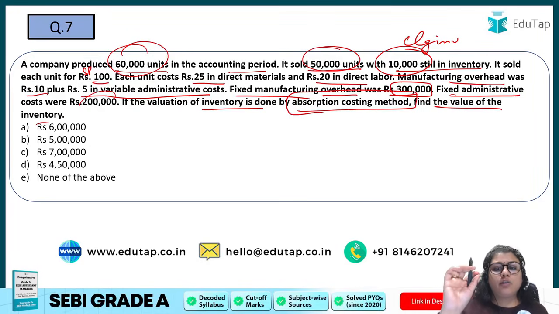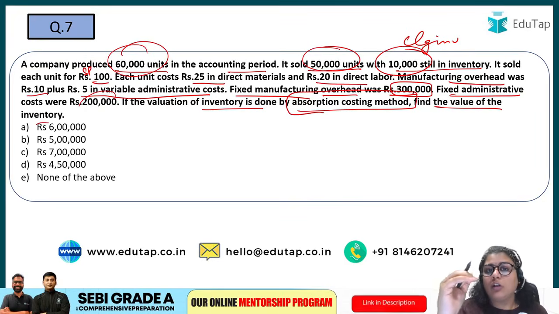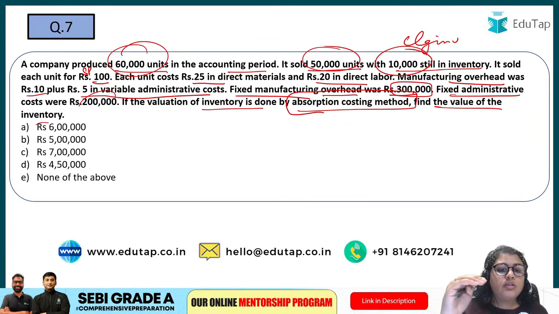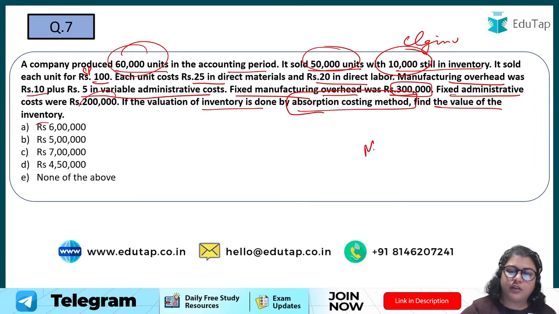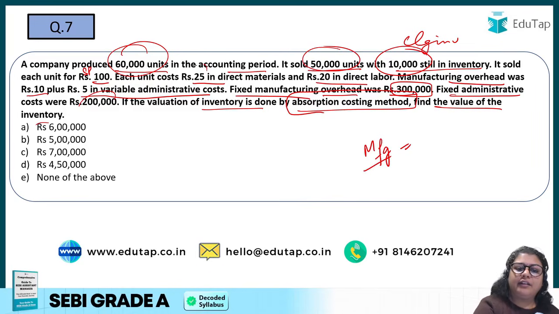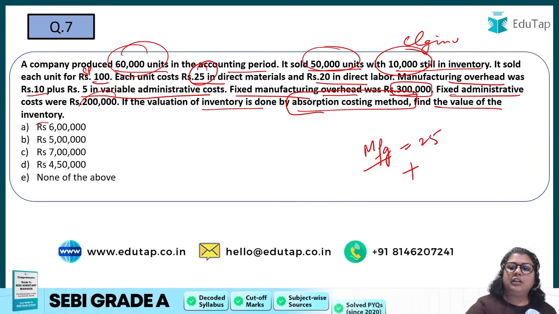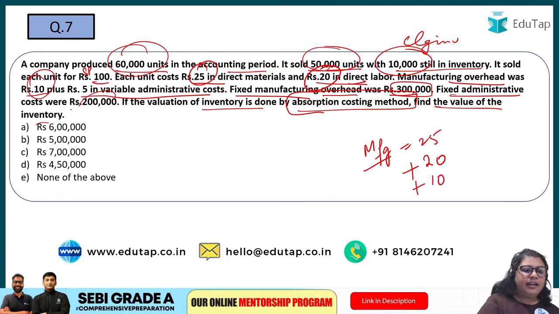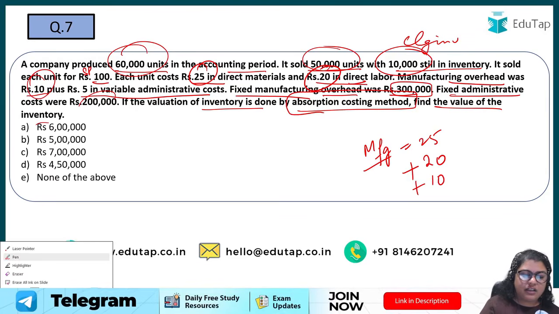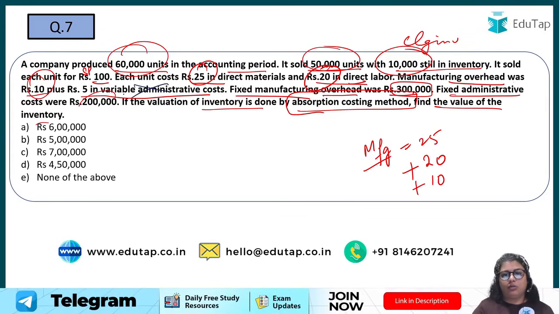Okay. So first of all, you have to see in the absorption costing method what all expenses are included. So only those expenses which are relating to the manufacturing department, that are included. Okay, if it is based on administrative or selling department, then they will not be included. So in the absorption costing, we will include which expenses. Let us see the expense first of the manufacturing. That is 25 in the direct material plus direct labor 20 rupees. So this will also be included. Manufacturing overhead was 10 rupees. That will also be included, plus 5 in the variable administrative cost. So will this be included? No. Administrative cost will not be included.